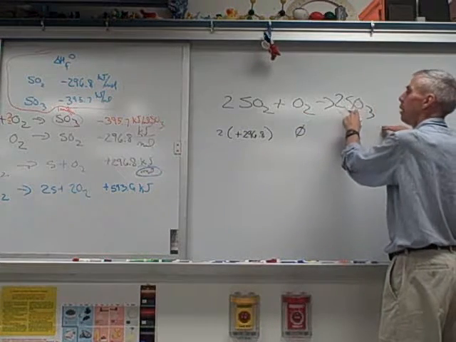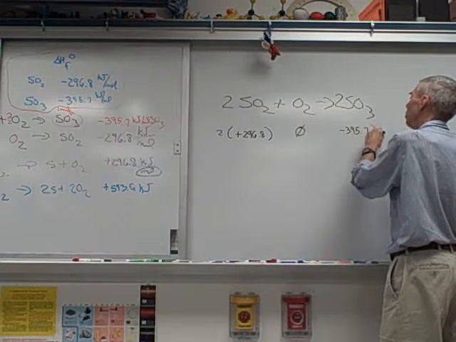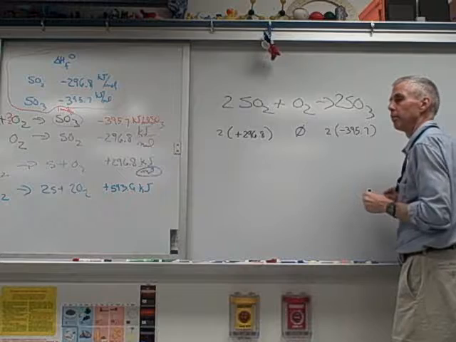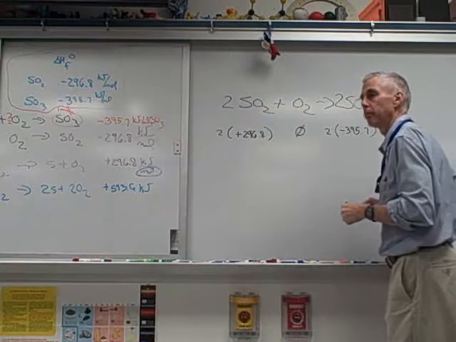SO3, it is a product, so it's on the correct side, so I'm going to keep the negative, but there are two of them, so I'm going to double it. Then I'm going to add that all up. Done.